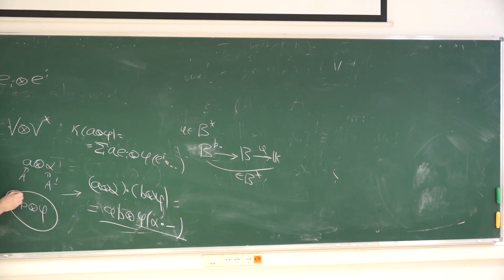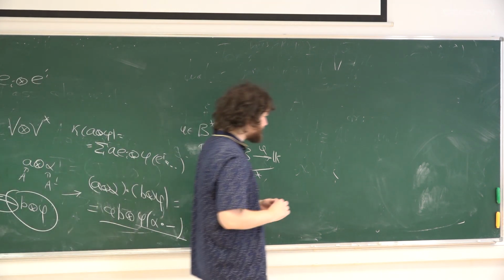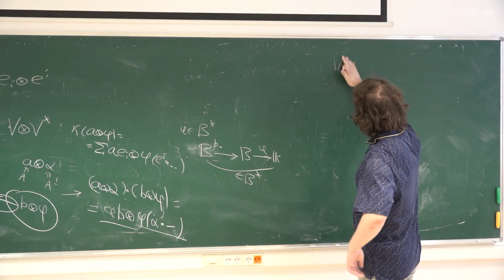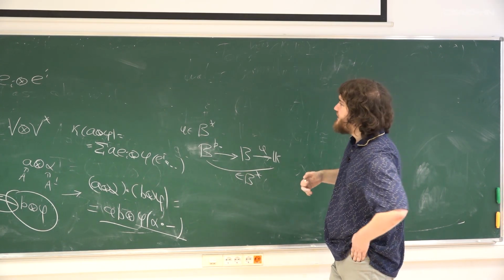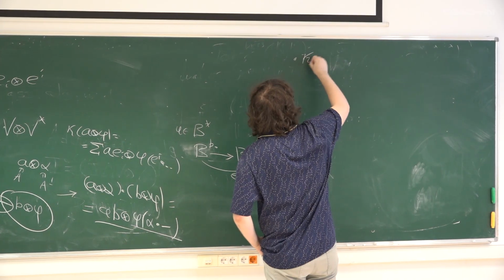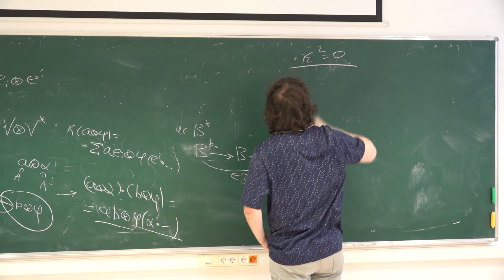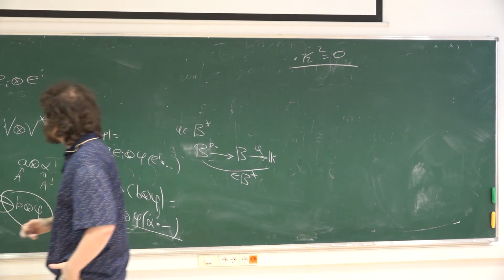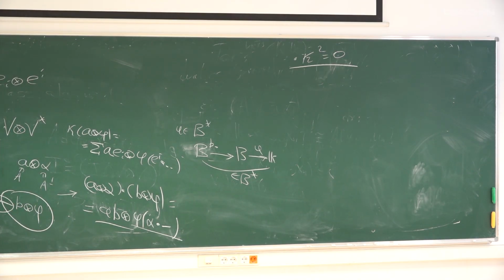This element is from here. It's dual to the dual algebra. It's a functional on the dual algebra, and B is from A. Yes. Because I want to act on this thing by these algebras. Okay, and you can check then the first one, that the Koszul differential squared is 0.